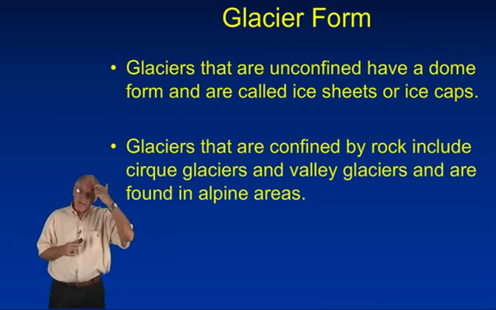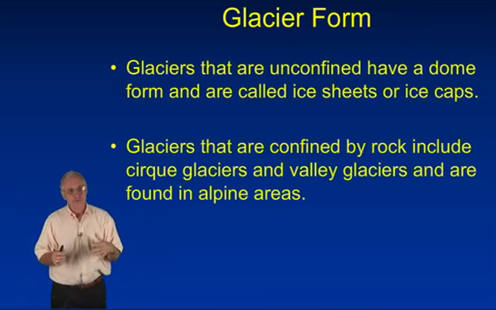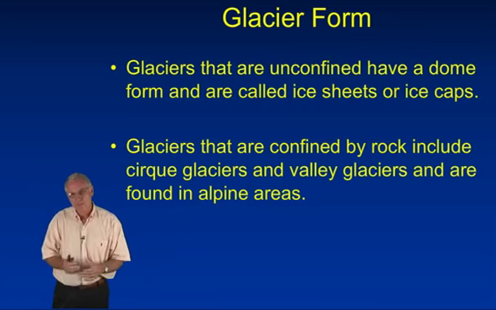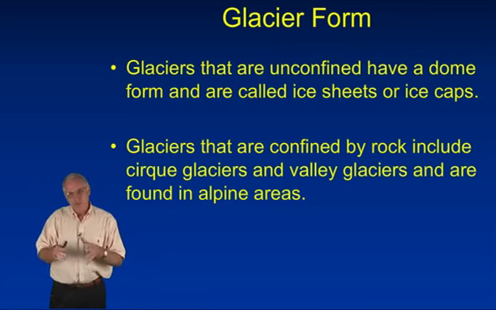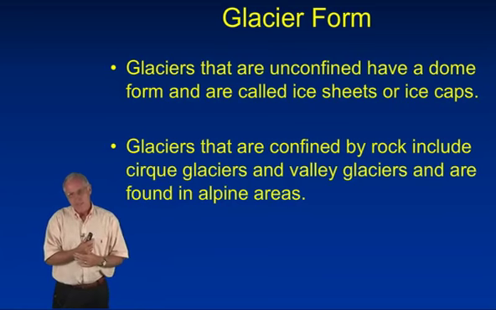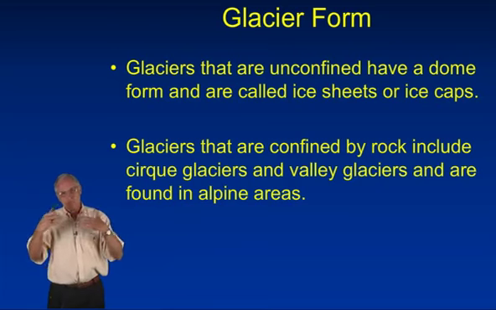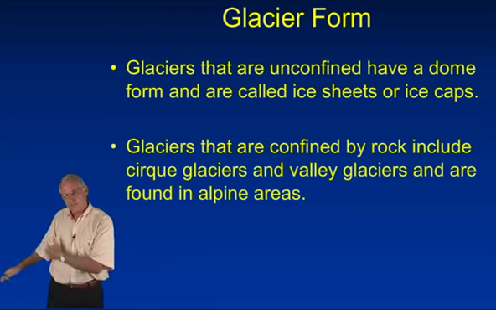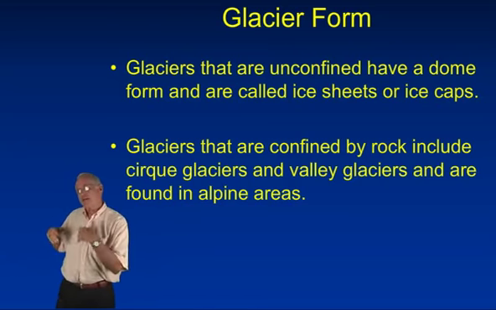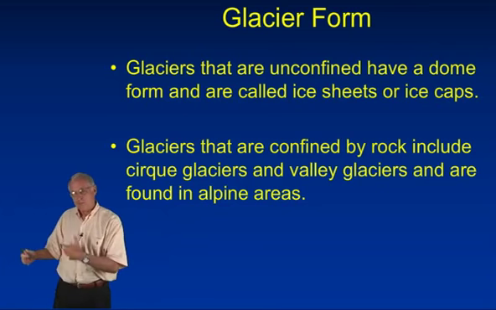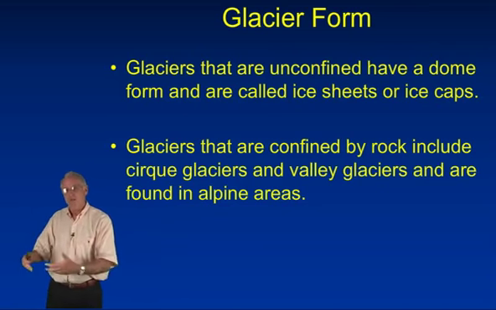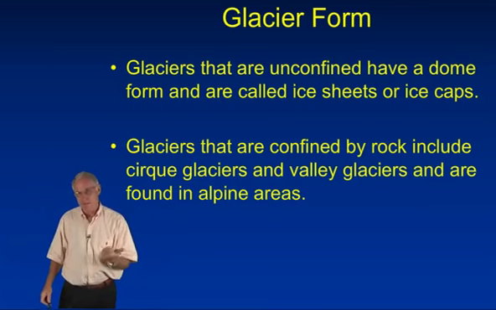Glaciers that are confined by rock include cirque glaciers. These are circular glaciers found in basins called cirques in alpine areas. And typically, as a cirque glacier grows, it flows out over its basin and down into a pre-existing stream valley, and the ice then modifies that stream valley, and the glacier in the valley is called a valley glacier. These are found in alpine areas.